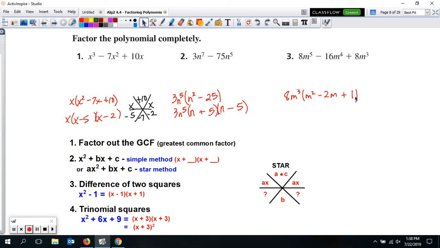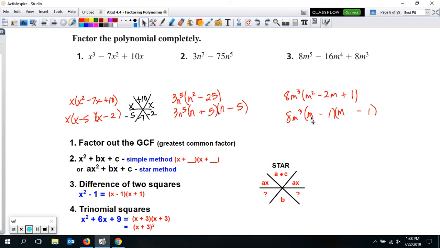So now we have a trinomial. We could factor this using the simple method, or you might realize that this is one of those trinomial square ones because 1 times 1 is 1 and 1 plus 1 is 2, so it is one of those special ones. Either way, we're going to keep this 8m to the third out there. You're going to get the same binomial. So if you did the simple method, you put the m's in front, the two numbers that multiply to give you 1 are 1 and 1, and they also add to give you 2. They're the same sign. They're both minus in here.